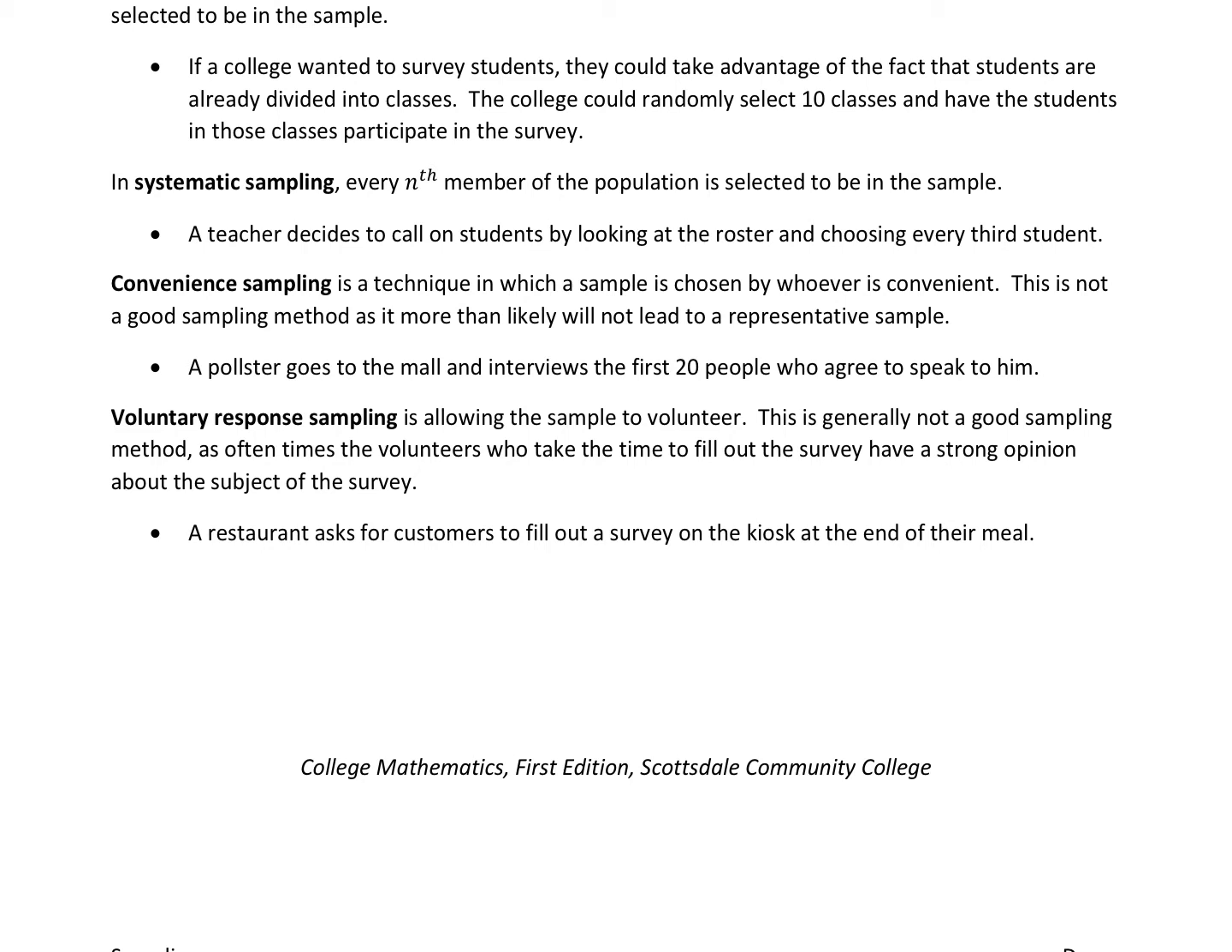Convenient sampling and voluntary response sampling are the two types of sampling that are not very good. You're not going to get as good of a sample with these two methods. When I say not as good of a sample, I mean one that's representative of your population. Convenient sampling is a technique in which a sample is just chosen by whoever is convenient. A pollster goes to the mall and interviews the first 20 people who agree to speak to him.